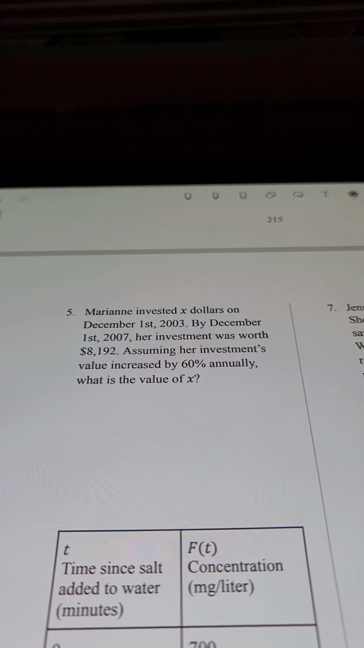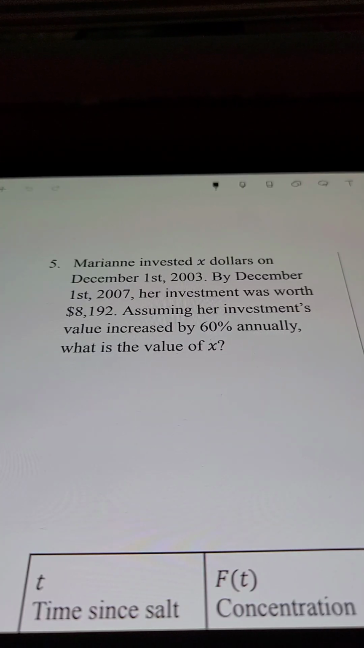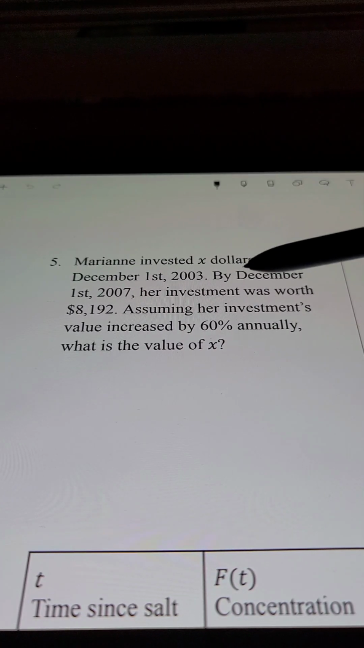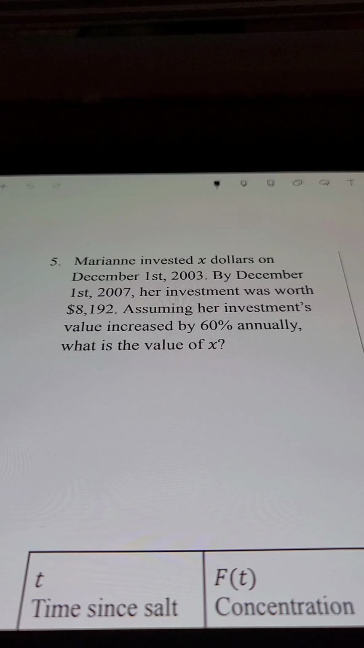Okay, pause to read number 5 if you haven't already. So I know that this is not a linear function. This is exponential because it says that it increased by 60% annually. If I am increasing by 60% annually, that means I already have 100%. So 100% plus 60% increase is going to be 160% that I'm finding of whatever the current value is each time.